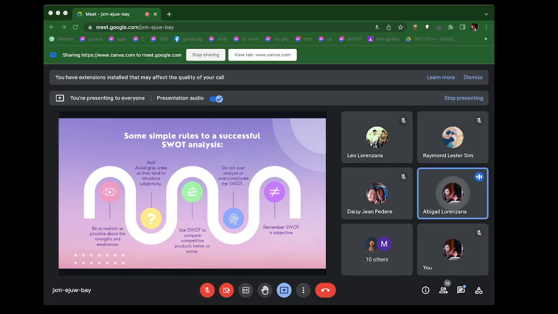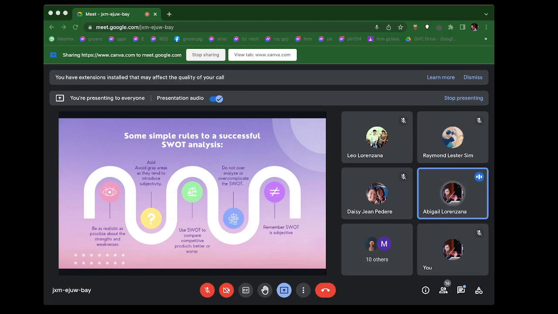So, and number two, avoid gray areas as they tend to introduce subjectivity. Okay, gray areas yung parang walang definite answer. Okay? Ano ba yung mas gusto ng tao? Yung mas gusto ba ng tao is yung iPhone or yung Android or Samsung or yung Oppo. Oh, so it's very subjective talaga. Okay? But of course everyone wants, 'di ba, to be able to access their apps on their phones.